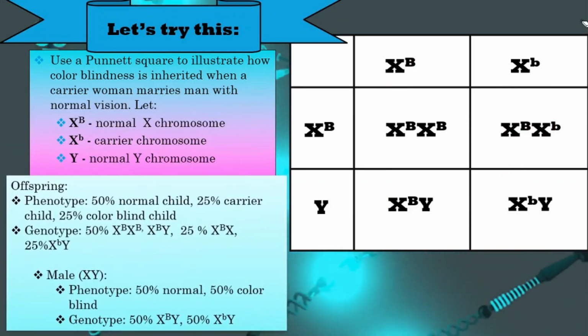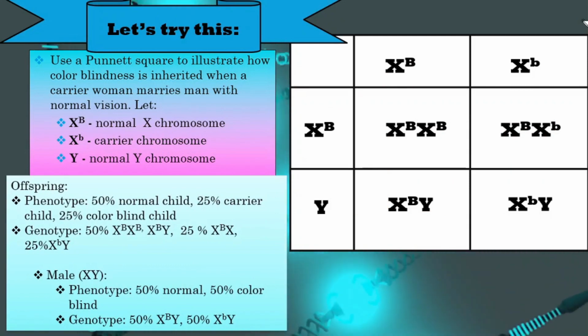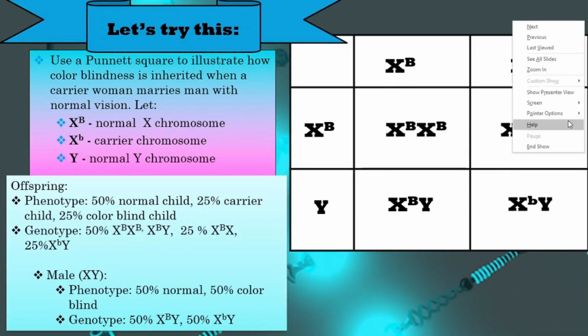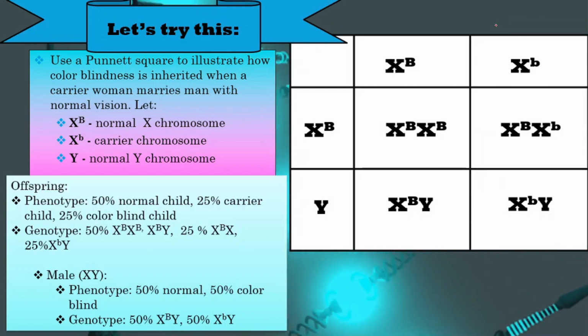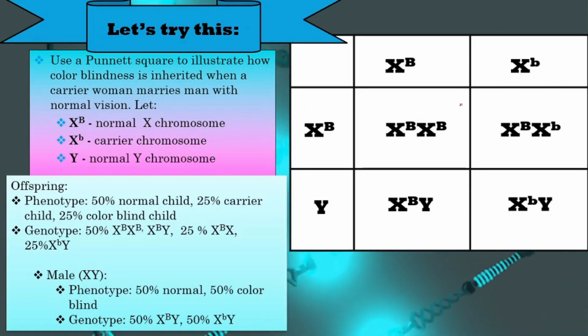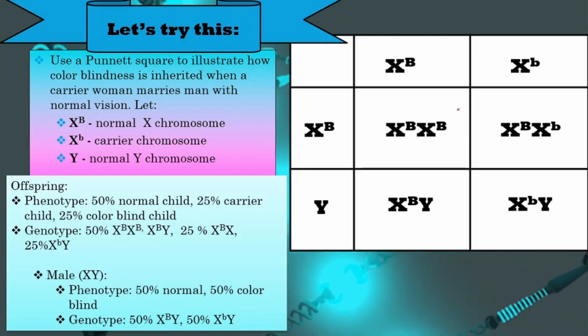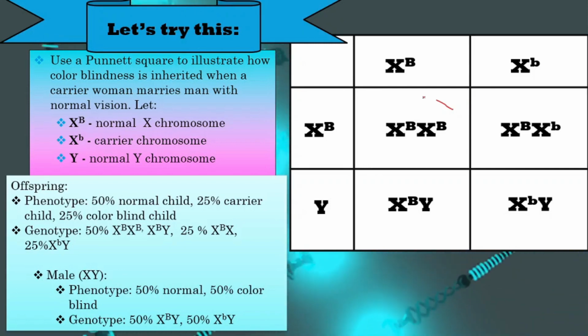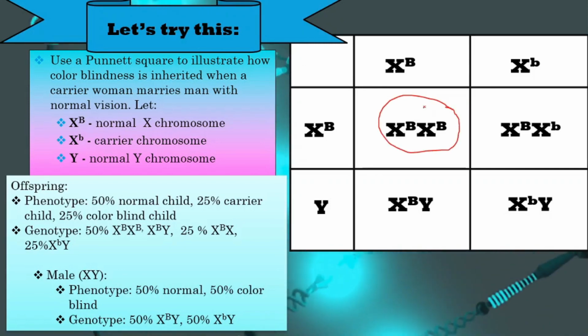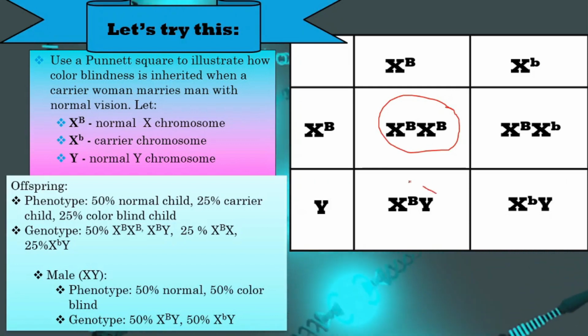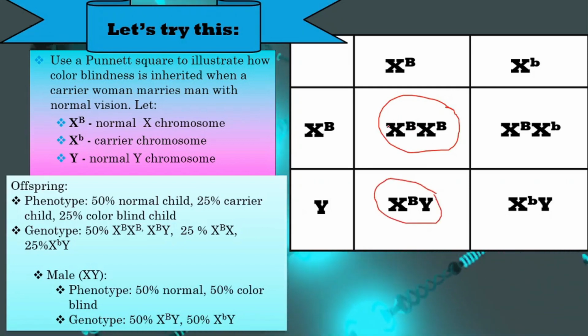Now let's determine the phenotypic ratio of the offspring of a carrier woman that marries a man with normal vision. Phenotype: 50% normal child. So where does this 50% come from? If you look at your Punnett square, the 50% normal child is represented by this part, X capital B, X capital B, and this part. Since each box represents 25% and there are two boxes, 25% plus 25% equals 50%.